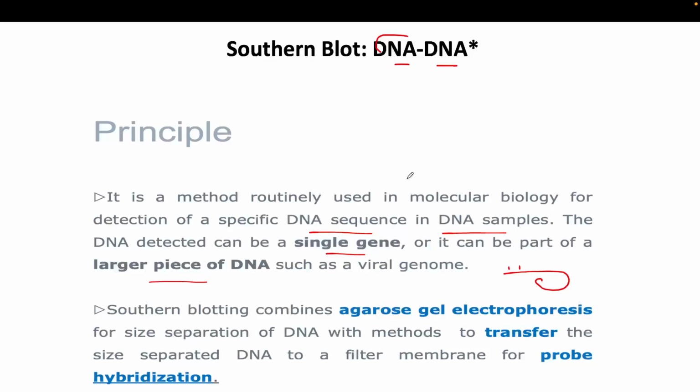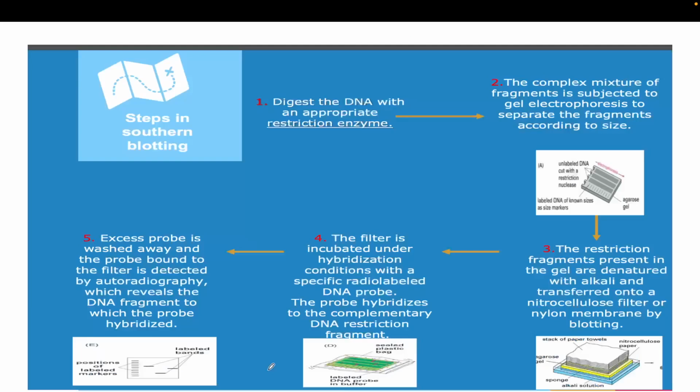As I told you earlier, if you are doing southern blotting or northern blotting, then you have to use agarose gel electrophoresis, and in case of protein, it is polyacrylamide gel electrophoresis. So for size separation of DNA, and after that separation you have to transfer the separated DNA onto a nitrocellulose membrane, then hybridize this DNA with the probe, and then detect it. This is the complete procedure of southern blotting.